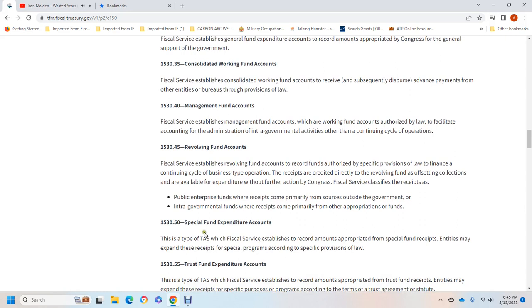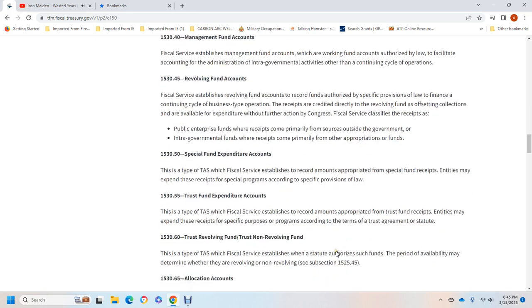1530.50 Special Fund Expenditure Account: this type of Treasury accounting symbol is established with the recordable amounts appropriated from the special fund receipts, and these may be expended from the receipts of special programs according to the special provision of law. 1530.55 Trust Fund Expenditure Account: this type of Treasury accounting symbol is established with the recordable amounts appropriated from the trust fund receipts, and may be expended for special purposes and programs according to the terms of the trust agreement or statute.